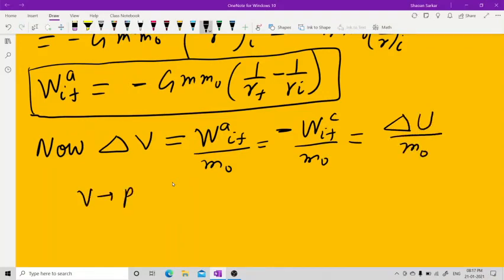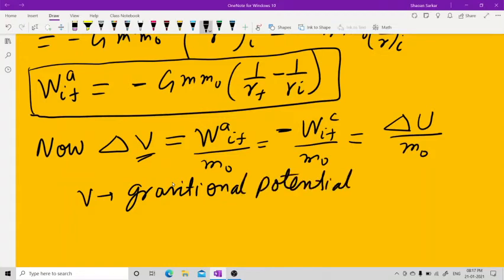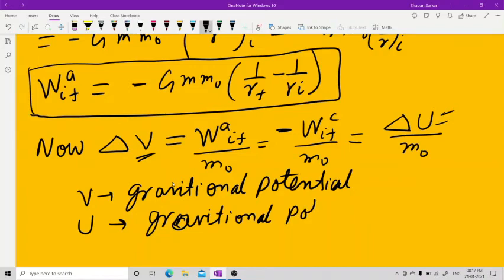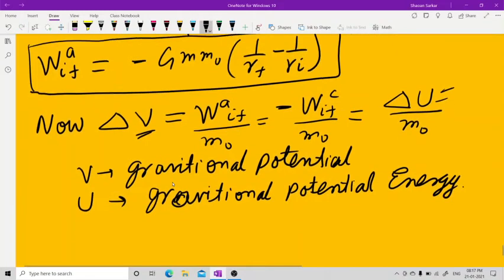V is the potential. Try to understand, here it is the gravitational potential. This V is the gravitational potential, and this U is nothing but the gravitational potential energy. Just the one extra word, nothing more than that. Potential energy, that's it.